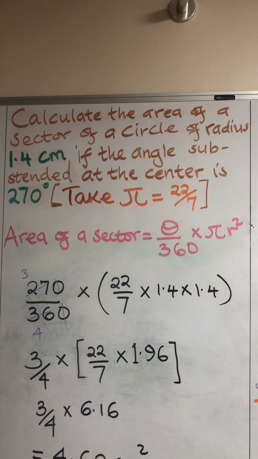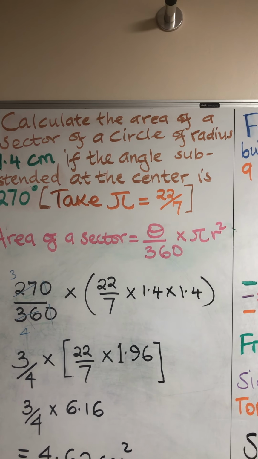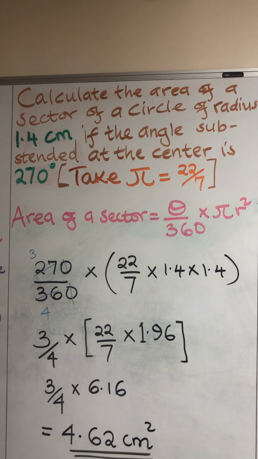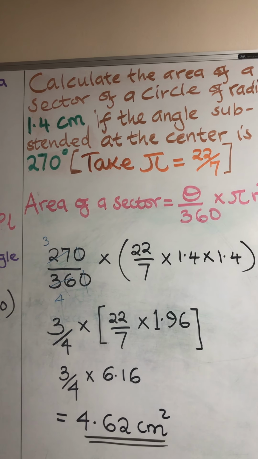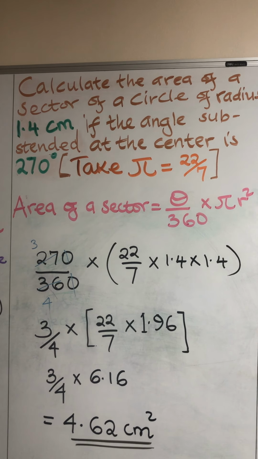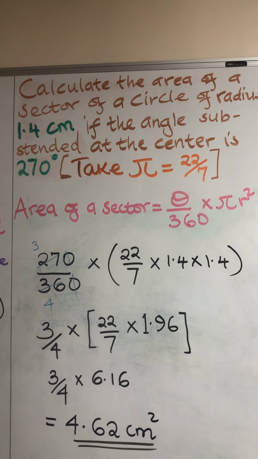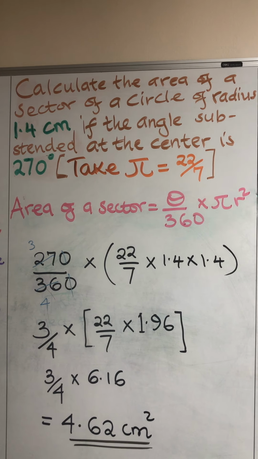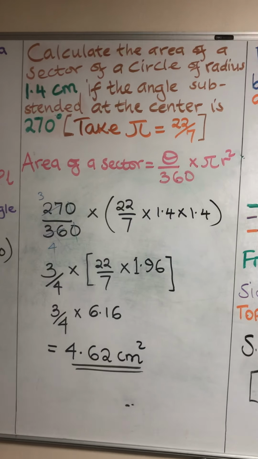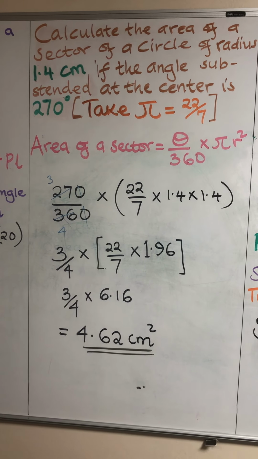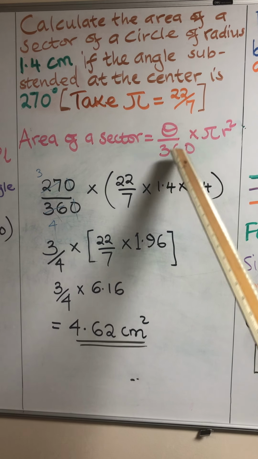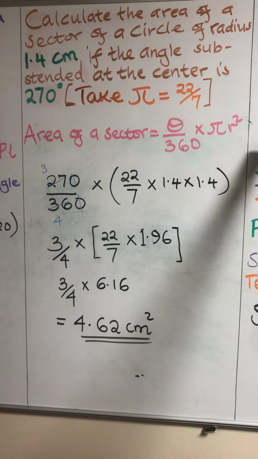Now the question we have here is calculate the area of a sector of a circle of radius 1.4 centimeter if the angle subtended at the center is 270 degrees. We have been told to take pi to be 22/7. So how do we find the area of the sector? The formula is simple. It is the angle given over 360 times pi times radius squared.